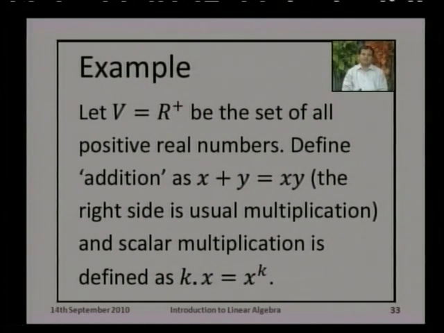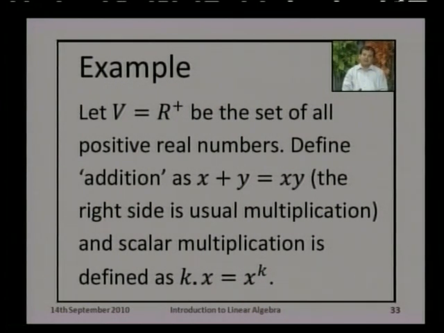So that means if we add 2 to 3, 2 plus 3, it will give us 2 into 3, and that is equal to 6. If we take 4 plus 3, then it will give us 4 into 3 equal to 12, and so on. The addition is defined in this set.